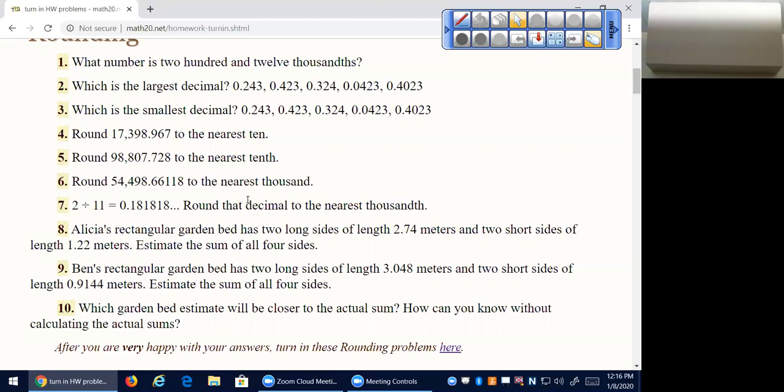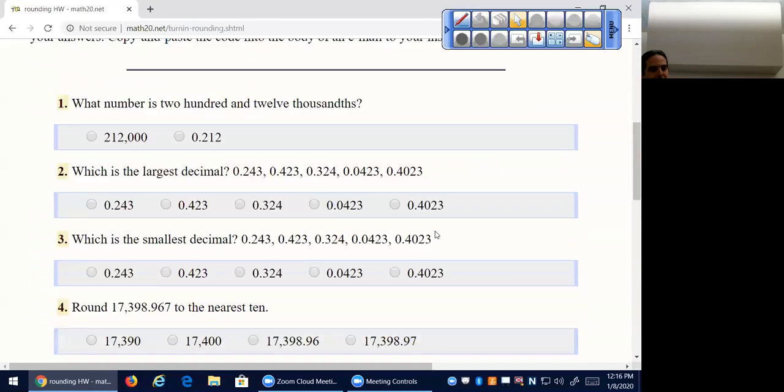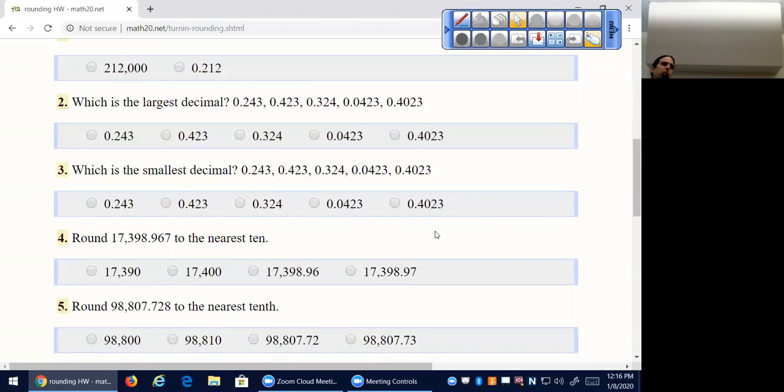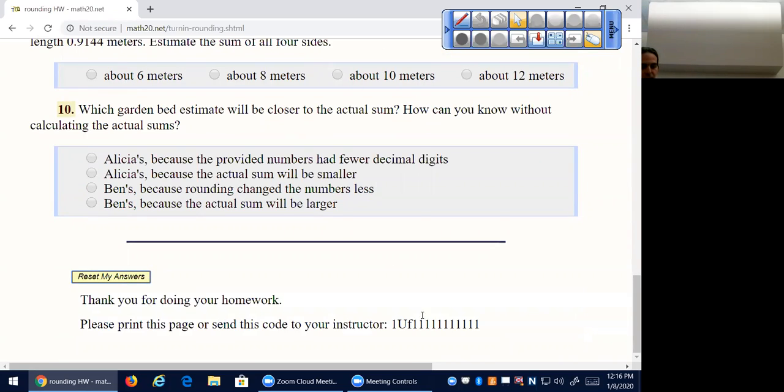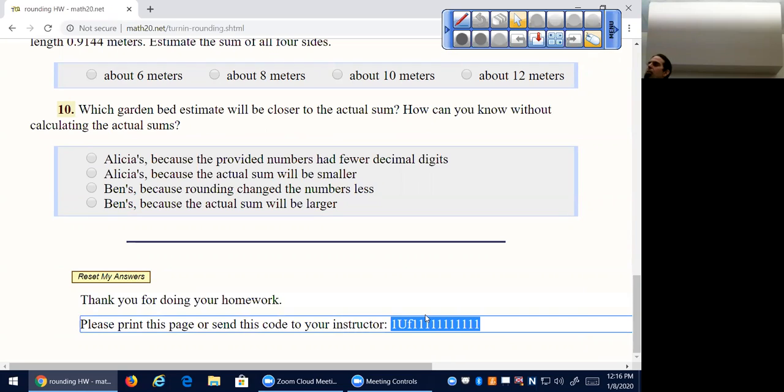So turn this in as often as you want. When you click on the place to turn them in, there'll be multiple choice things you'll click. Don't look at this as you do the problem. This is just to turn them in. And then at the end, it says process my answers, so that you'll get a code. Click the code, go to an email, paste, send me the email.